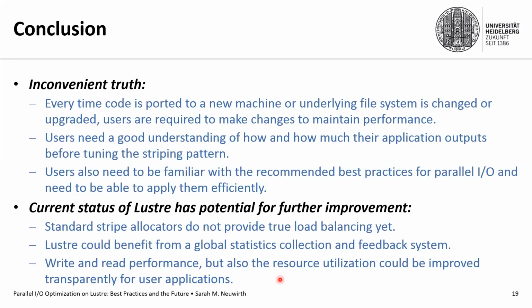In conclusion, the inconvenient truth is that users need to have a good understanding of their application code. They need to be familiar with the recommended best practices, and they need to know how to apply them. At the same time, every time code is ported between machines or between upgraded file systems, users are required to make changes to maintain their performance. So I would argue that the current status of Lustre has potential for further improvement. We have shown that the standard stripe allocators do not provide true load balancing, and Lustre could benefit from global statistics and a feedback system.